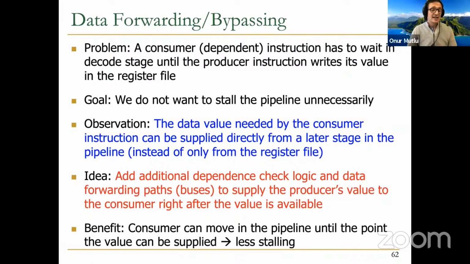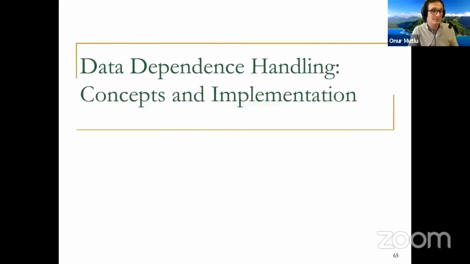The benefit is the consumer can move in the pipeline until the point the value can be supplied. There's less stalling that happens. You don't need to wait until the value is written in the register file. You can get the value from the ALU result in the next stage. That way you don't need to stall. And this actually brings us closer to the data flow operation principles, because we're really flowing the data as soon as it's available to the dependent instruction.